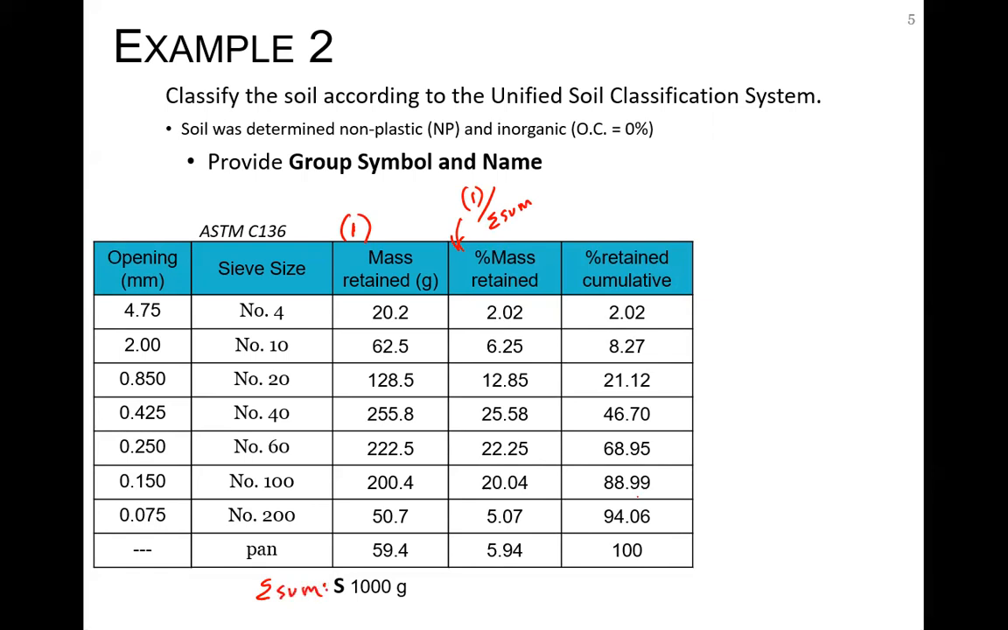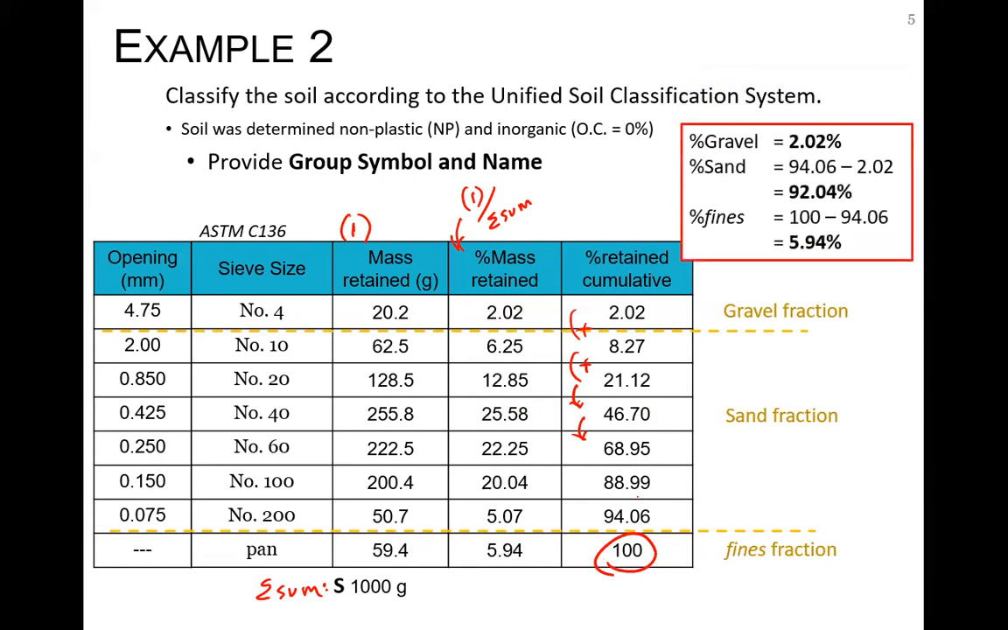And then the cumulative percent retained is going to be, we add each one. So it's a stepping stone, and eventually we'll get to 100%. So what we need to find is our gravel fraction, our sand fraction, and our fines fraction. From that, we can see that it's about 2% gravel. For our sand, it's 94 minus 2, and that is 92%. And then for our fines, it's about 6%.